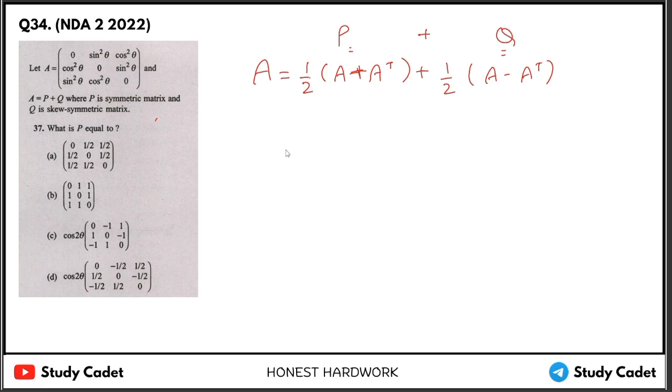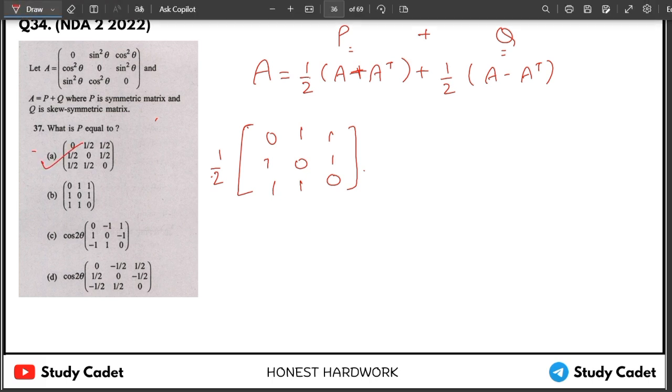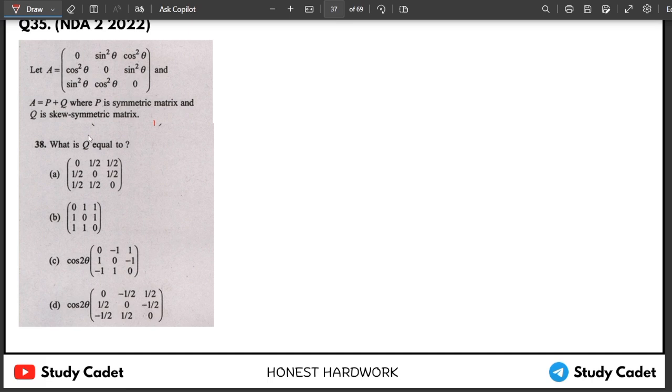Okay, I can see that it is 0 0 0 and then transpose, sin square theta cos square theta 1, here 1, and then it is also 1, every element is 1. Okay, when we half it, it will come as option A, right? Then what is Q equal to?